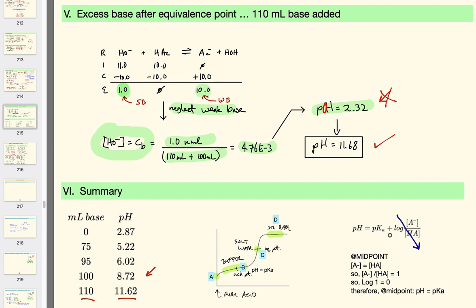Oh, by the way, if we needed to know what the pKa was, if we didn't know it, we could have calculated it at the midpoint of the Henderson-Hasselbalch. Because what happens at the midpoint? These are the same. That goes to 1. The log of 1 goes to 0. That term goes away. And whatever the pH is, that's just the pKa. Kind of a reminder.